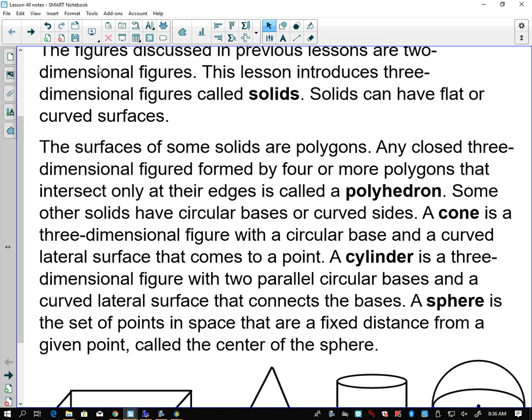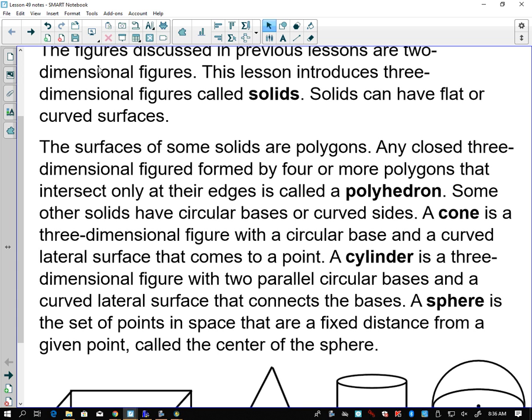A cylinder is a three-dimensional figure with two parallel circular bases, not unlike Michael's hexagonal prism, but a cylinder, like what Marcos has, has a curved lateral face that connects those two bases. So it operates like a prism in the sense that it has two bases that are parallel to each other, but how they're connected is by a curved lateral face.